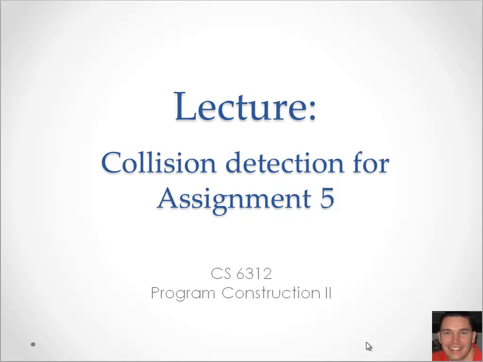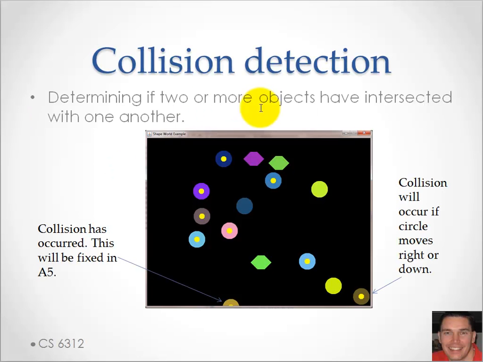In this lecture, I'm just going to share a few notes about collision detection, which you're going to need to implement for assignment 5. So I'm going to start off here just with the definition of collision detection. It's determining if two or more objects have intersected with one another.